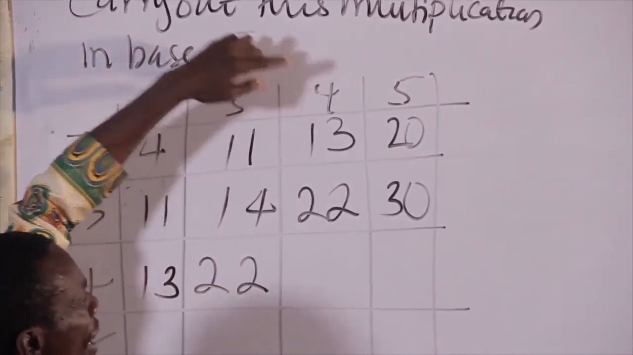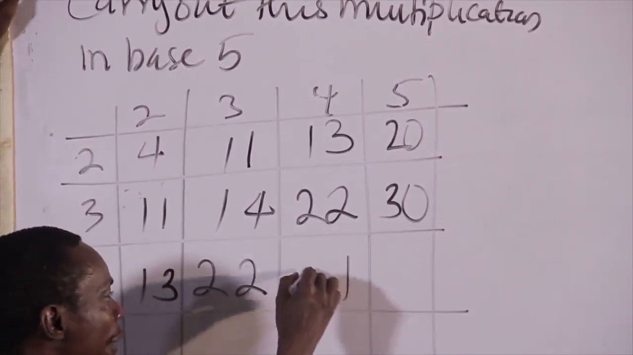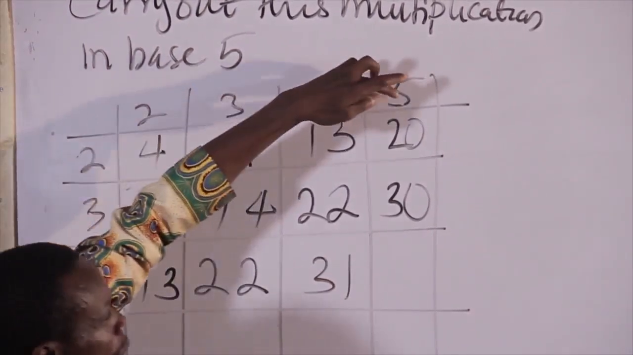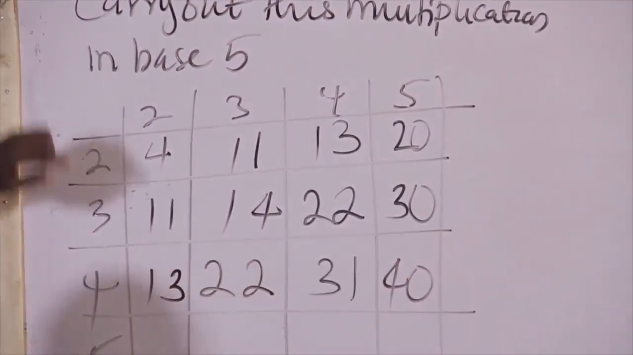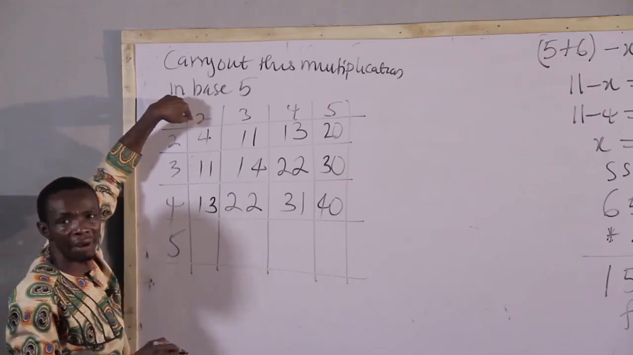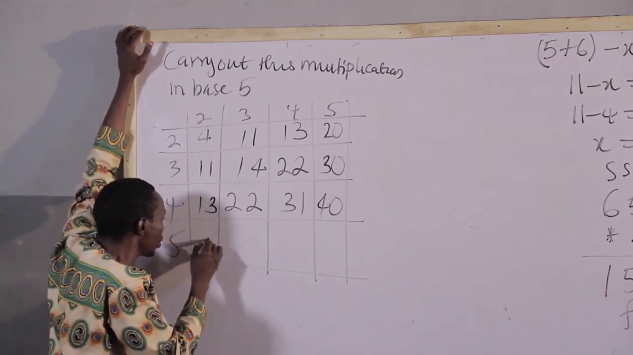4 times 4 is 16. 5 in 16, 3 remainder 1. Put my 3 here. 4 times 5 is 20. 5 in 20, 4 remainder 0. I put my 4 here. 5 times 2 is 10. 5 in 10, 2 remainder 0. I put my 2 here.